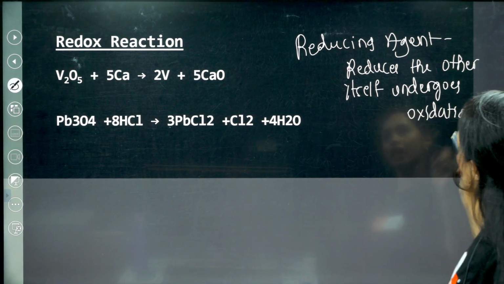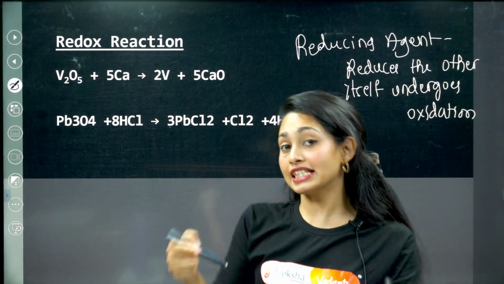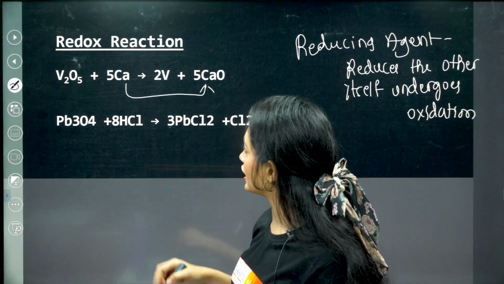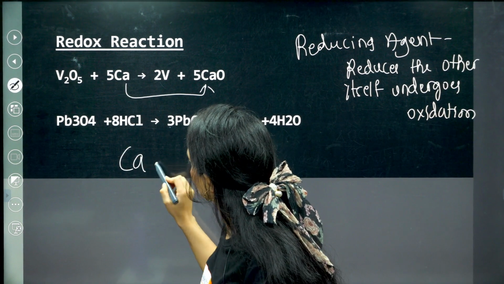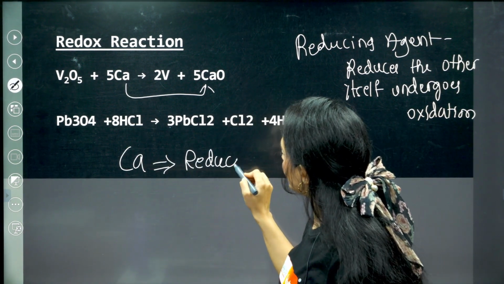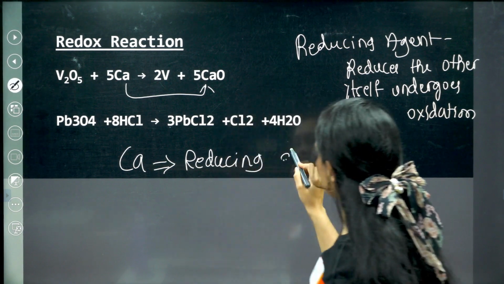So in the first reaction, the reducing agent itself undergoes oxidation, right? So calcium is undergoing oxidation. So this is the reducing agent. Calcium is the reducing agent. Vanadium pentoxide is the oxidizing agent.